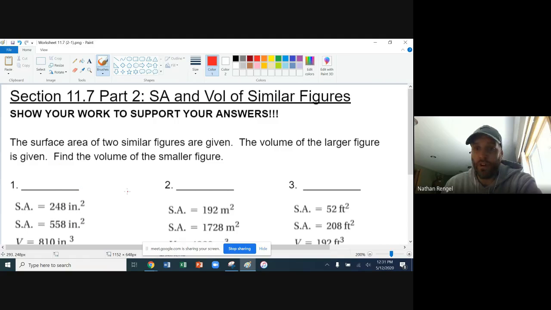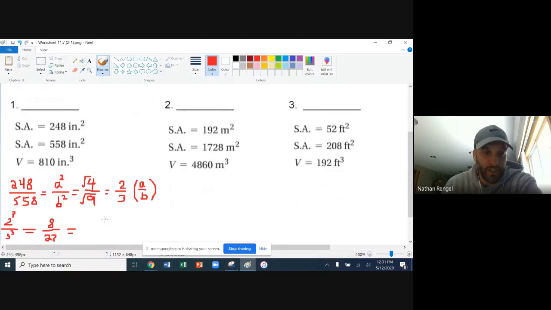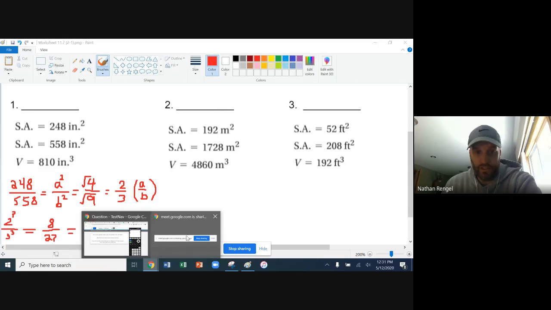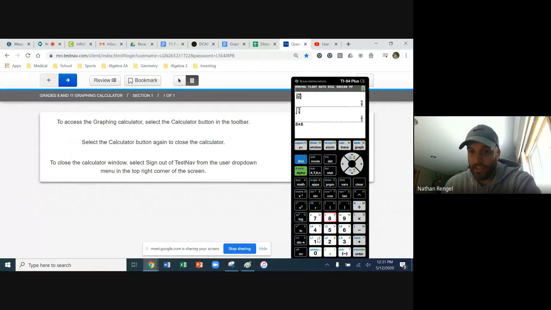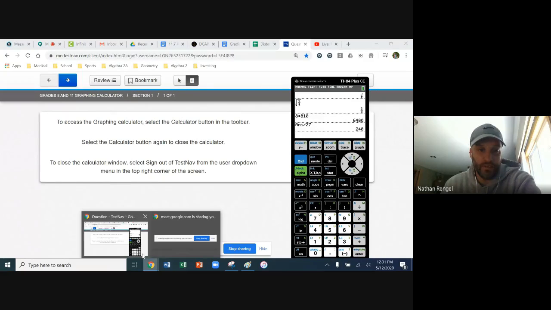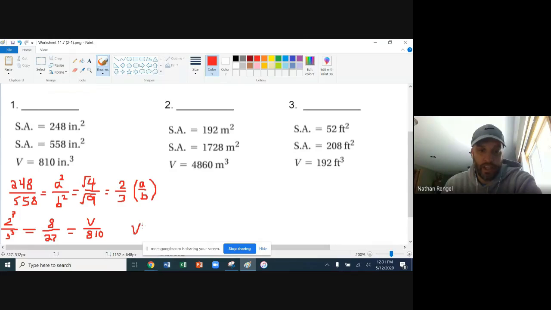So 8 to 27, that's small to big, and the volume of the larger figure is given, so that's going to be 810. And we're looking for the volume of the smaller. I'll just call it V. And we'll do cross multiply and divide, so 8 times 810 divided by 27. So we'll use our calculator for that. 8 times 810 divided by 27, and we'll get our result of 240 units.